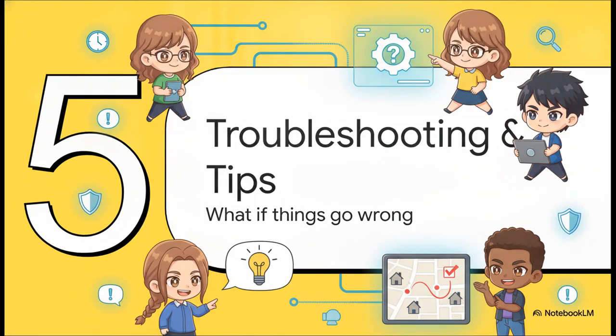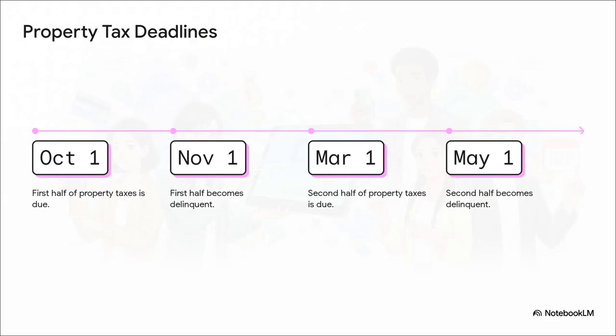And finally, Section 5, Troubleshooting and Pro Tips, covering deadlines and what to do if things go wrong. So Arizona property taxes are split into 2 installments, which creates a pretty strict timeline of urgency. The first half is due October 1st and becomes delinquent after November 1st. The second half is due March 1st, and that becomes delinquent after May 1st.